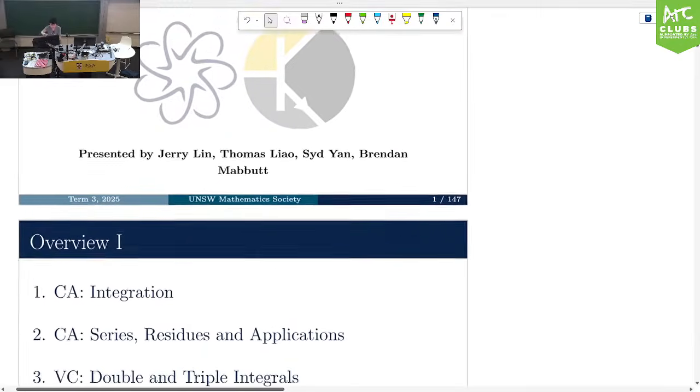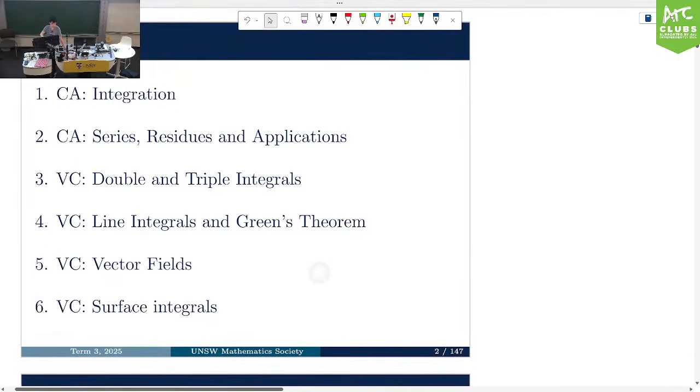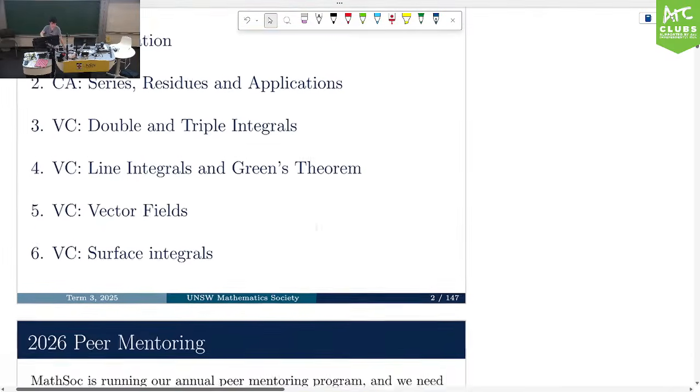Of course, in MATH20 we have two topics, complex analysis and vector calculus. We will start with the integration part of complex analysis.